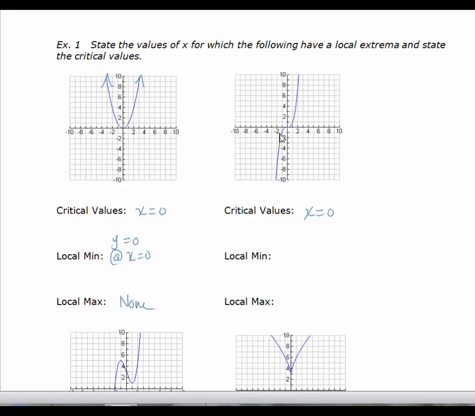We look at local min here. This function does not have a local min. We're looking for little peaks or little valleys for local maxes and local mins, and this function does not. It flattens out here and then it increases again. So there's no max or no min.